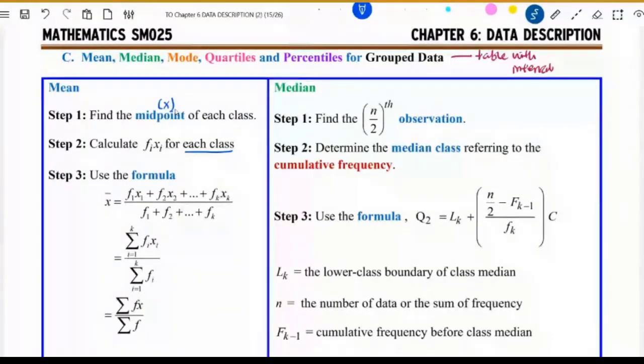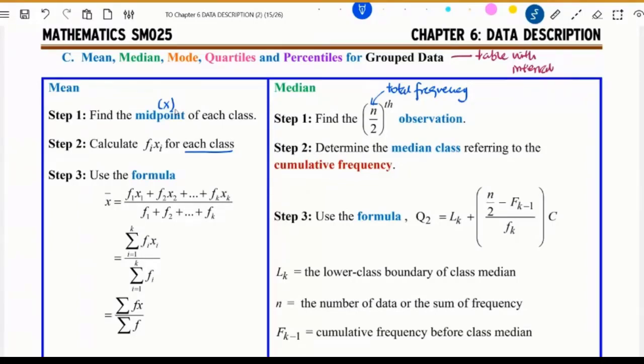Okay, so for the median, we're going to have to find the observation first. So the n here, which is total frequency, you have to divide by 2 first. So once you have the n over 2, you need to identify the median class based on the observation, referring to cumulative frequency. So cumulative frequency, which is pertambahan frekuensi daripada atas sampai bawah.